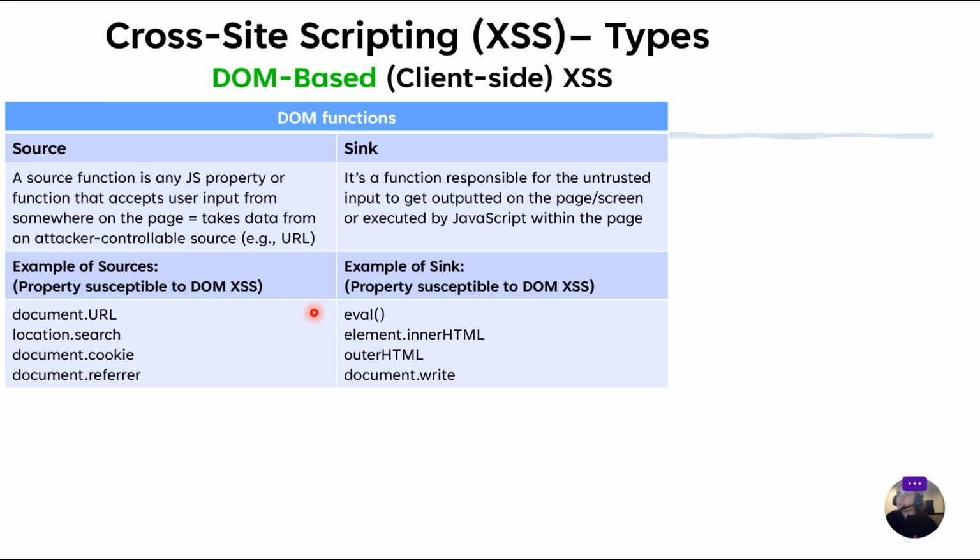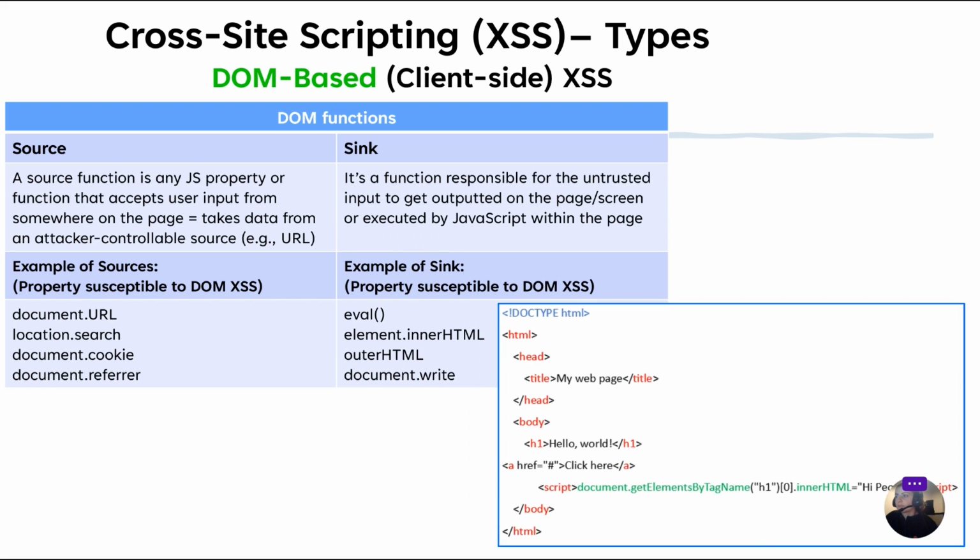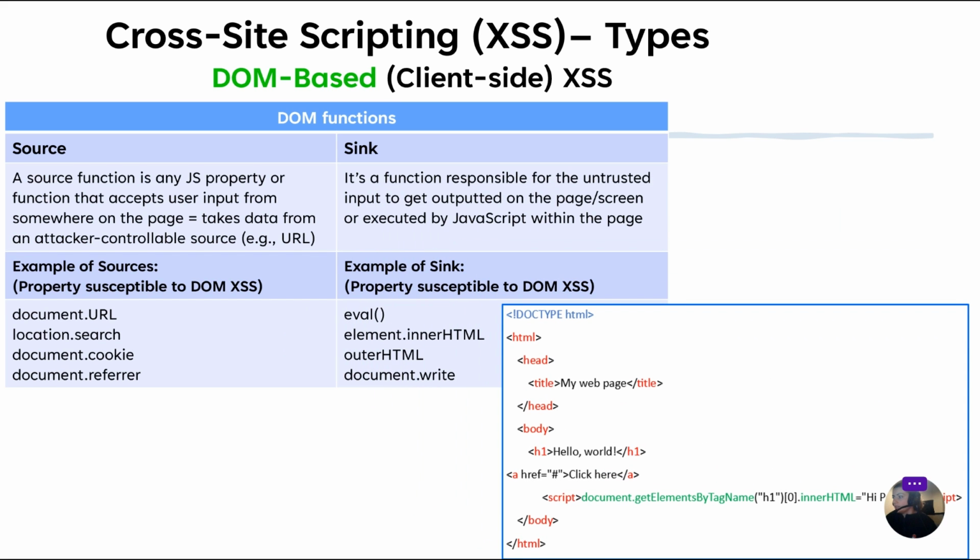Here the sink. It's a function responsible for the untrusted input getting outputted on the page screen or executed by JavaScript within the page. So the sink's responsibility is basically displaying something on the page, on the screen, so we can see it. And these are some sink functions: element.innerHTML, which we actually saw in the previous slide, eval, outerHTML, document.write.